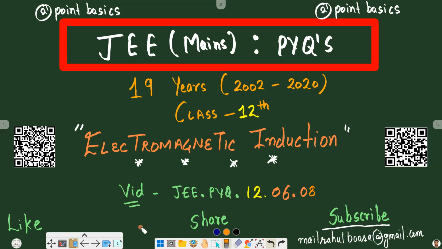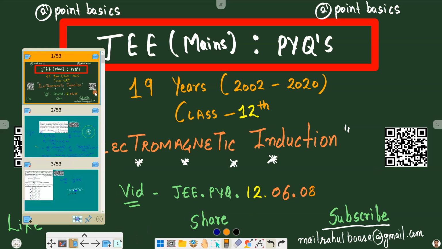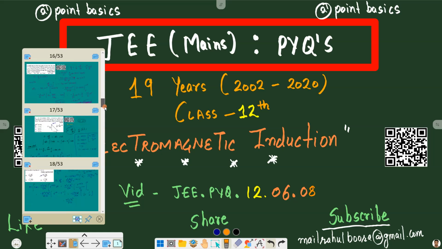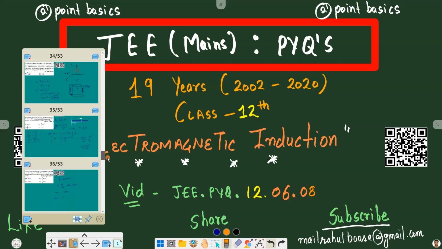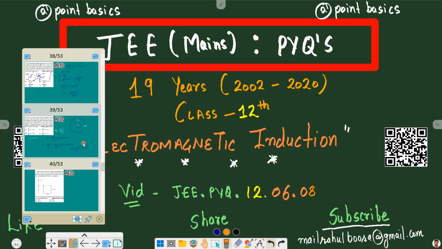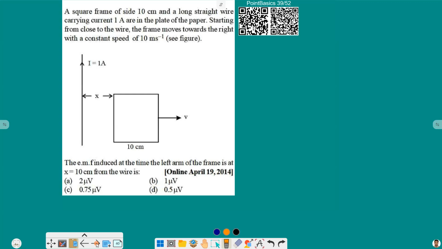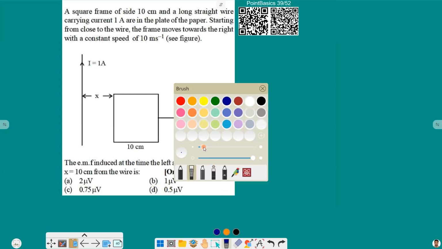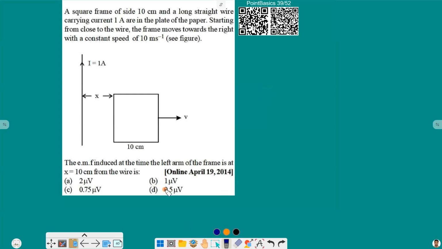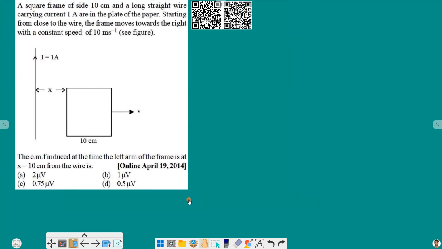So with this, let's start today's video. In the previous one, we completed up to around 35. Now we will move ahead. Okay, so this was the last one. Question number 38, and now we will move to question number 39. Let me adjust pen thickness and move the question to the left side.